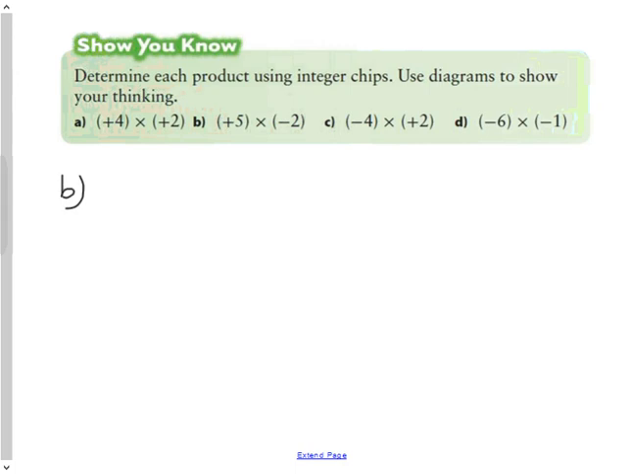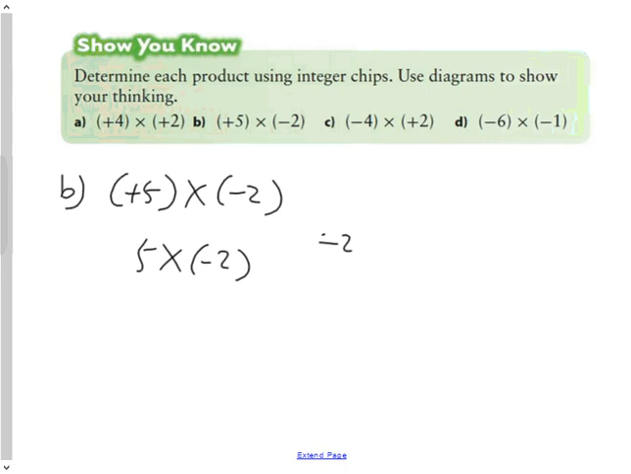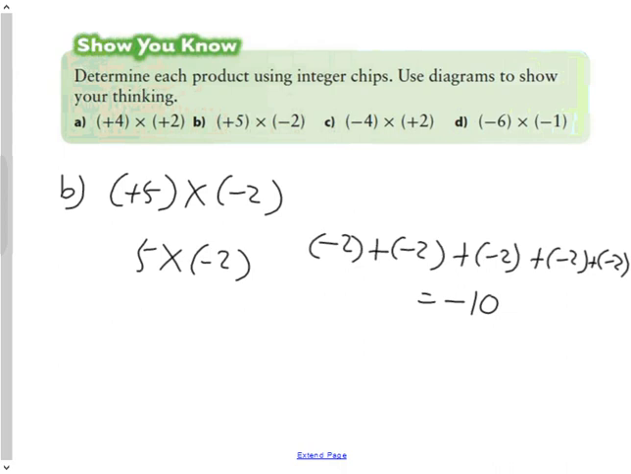In the next question, question B, we have positive 5 times a negative 2. So again, if I interpret what this means, this is the same thing as 5 groups of negative 2, or taking the negative 2 and adding it 5 times, repeated addition of 5 groups of negative 2. We can see the negative 2 plus negative 2. The answer for this in repeated addition would be a negative 10, if you added 5 groups of negative 2.